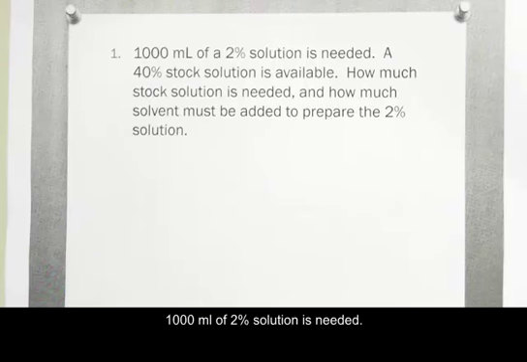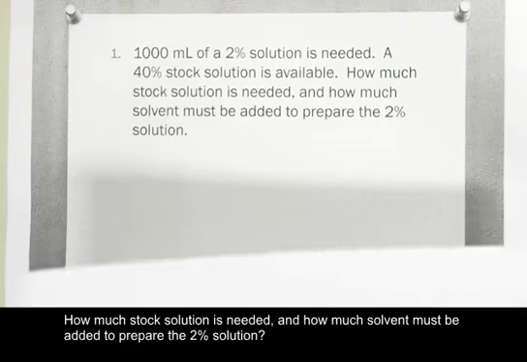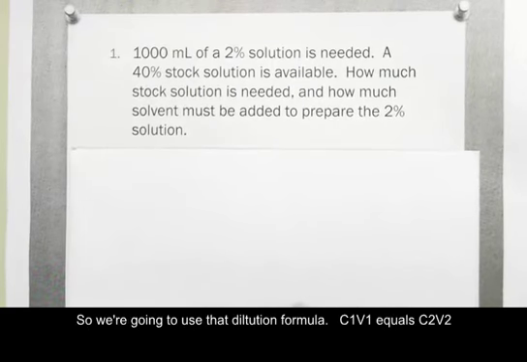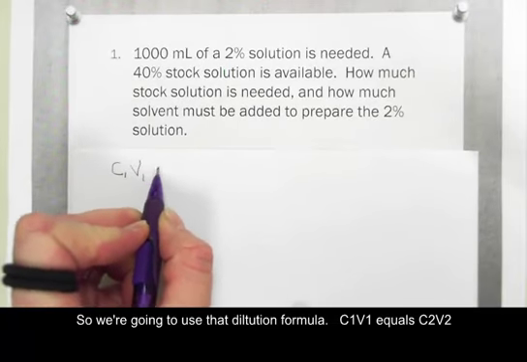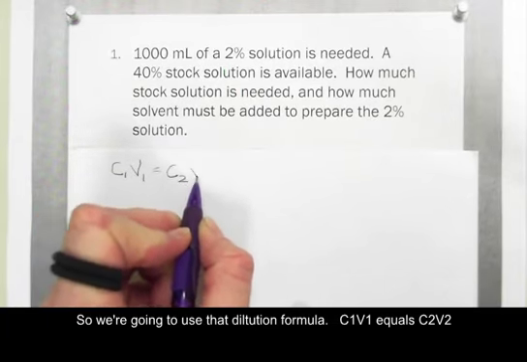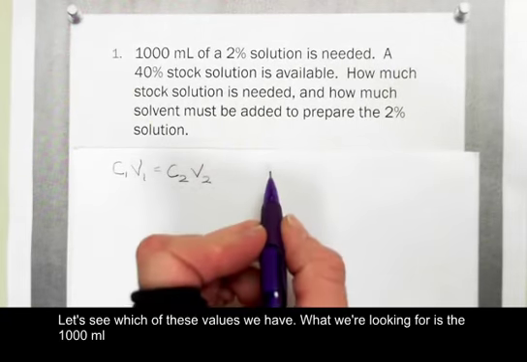1,000 milliliters of 2% solution is needed. A 40% stock solution is available. How much stock solution is needed and how much solvent must be added to prepare the 2% solution? So we're going to use that dilution formula, C1V1 equals C2V2. Let's see which of these values we have.